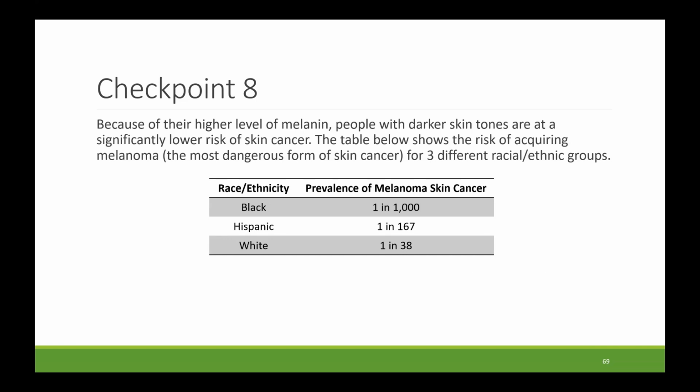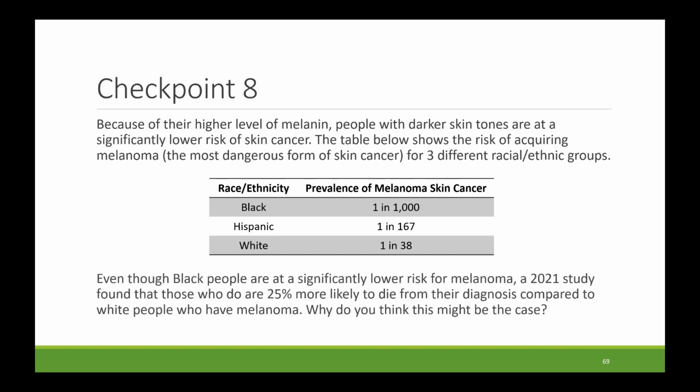However, even though Black people are at significantly lower risk for melanoma, a 2021 study found that those who do have melanoma are 25% more likely to die from their diagnosis as compared to white people who have melanoma. Why do you think this might be the case? Why might white people have a much higher rate of getting melanoma, but also a much higher rate of surviving melanoma?